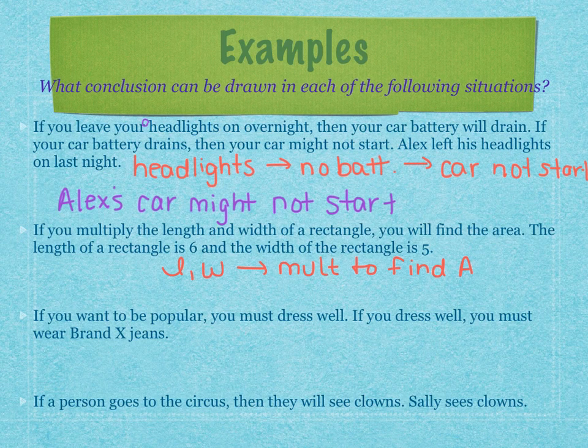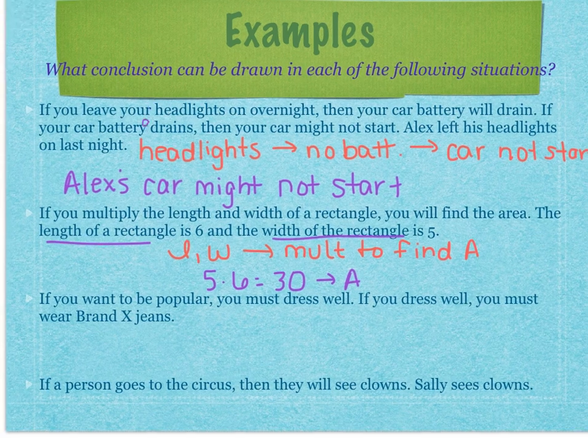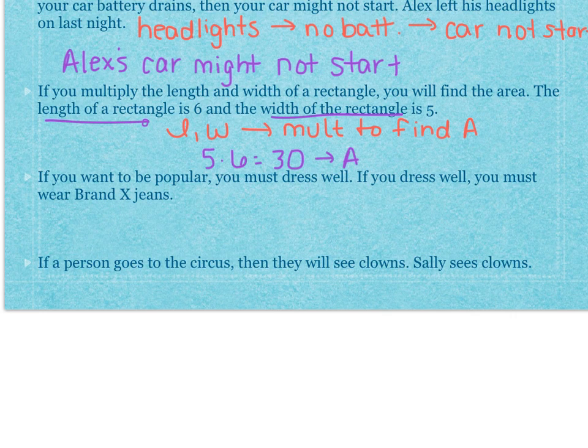So then it tells me that I have a length and a width. Here's a length, here's a width, so I'm living over here. All right, I have my length and my width. So what can I do? I can multiply to find the area. So I can do 5 times 6 is 30, and that's my area. That's my conclusion.